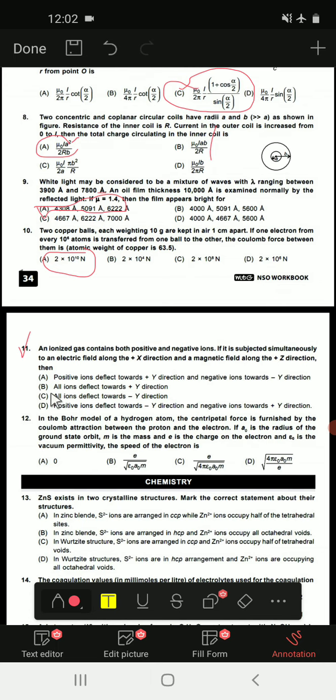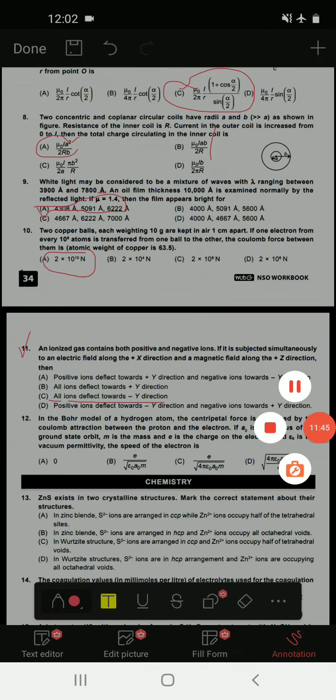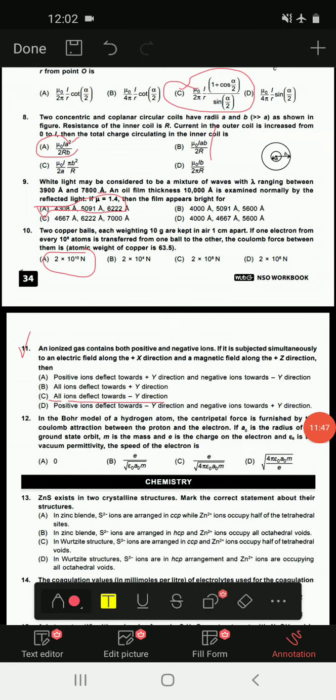The correct answer option is that all the ions deflect towards the y direction. Now we have the next one, question number 12.